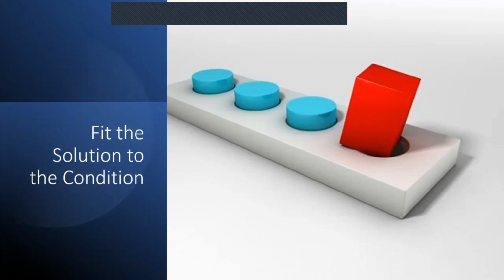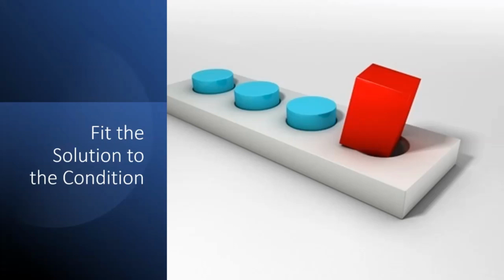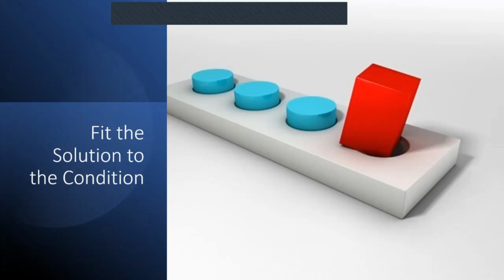So what we need to think about is we need to fit the solution of the microbially induced corrosion to the condition that we see in the field. We need to make sure that we're picking the solution that fits the condition so that we can make best use of the resources, which resources are money in this case.